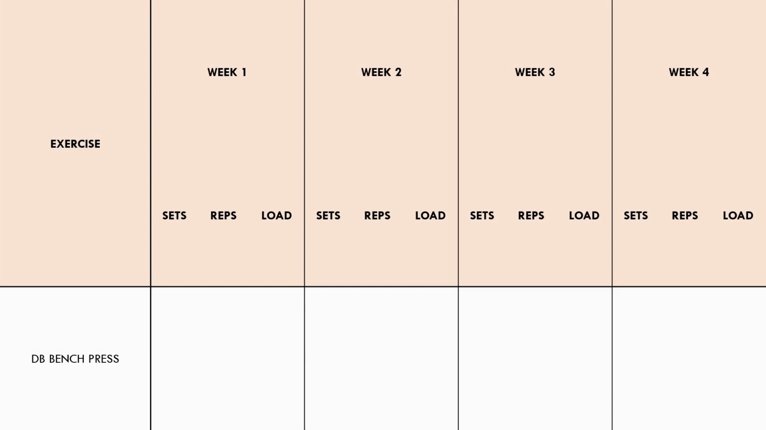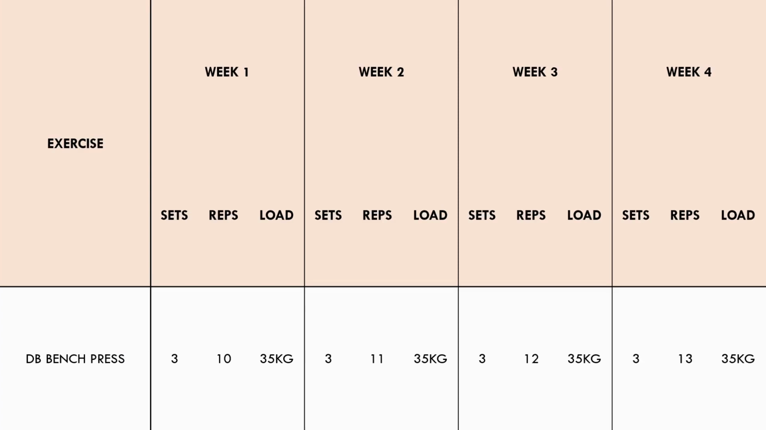As we can see here, we have prescribed 3 sets of 10 at 35 kilos for week 1, 3 sets of 11 at 35 kilos for week 2, 3 sets of 12 at 35 kilos for week 3, and 3 sets of 13 at the same weight for week 4. This program applies progressive overload, although it is very rigid. The trainee may not be able to progress this fast from week to week, or they may actually be able to progress even faster. But because the program is so strict, the trainee cannot progress at their own individual rate.